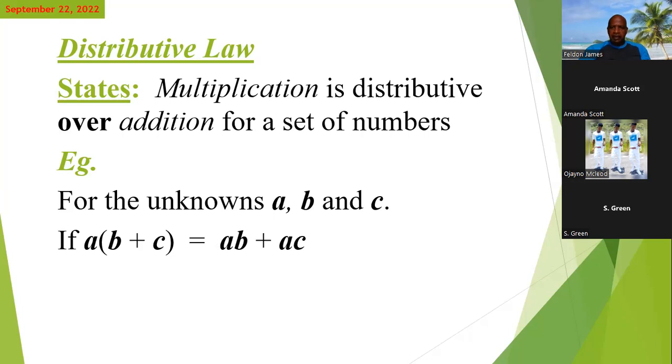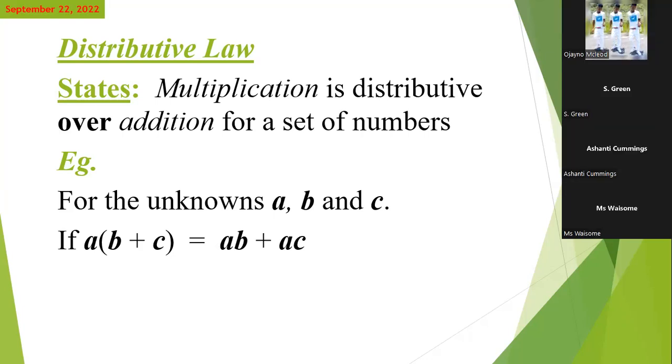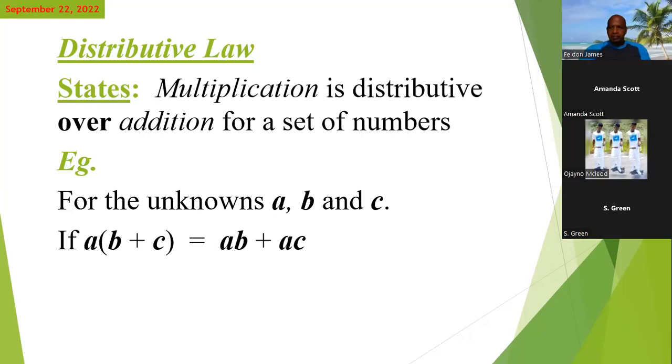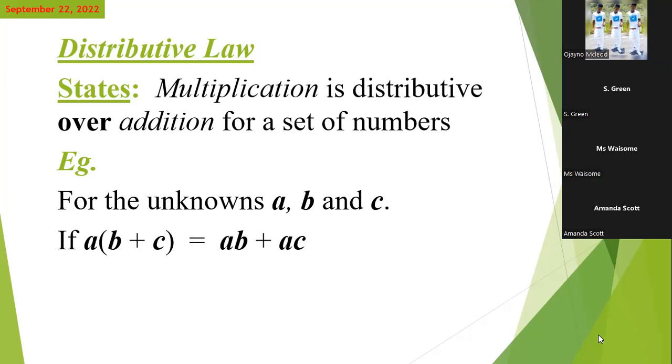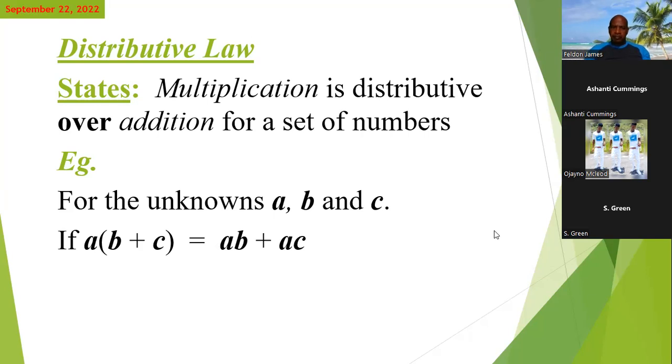Miss Cummins, you want to add something here? Yes, sir. So instead of adding B plus C, then multiplying by A, you will multiply A times B, and then add A times C. Okay. All right, good point, Miss Cummins. Anybody else want to share their views? What about you, Miss Waysam? Sir, A is shared with whatever is in the bracket, just as Miss Cummings had said. The A on the outside is shared with whatever is inside the bracket.